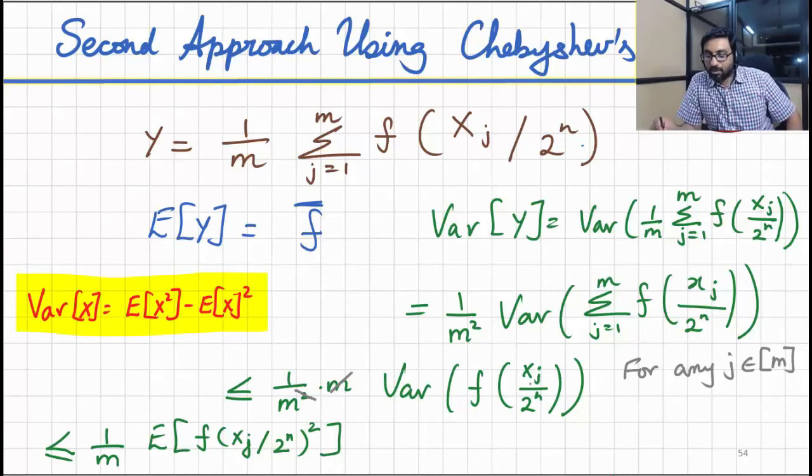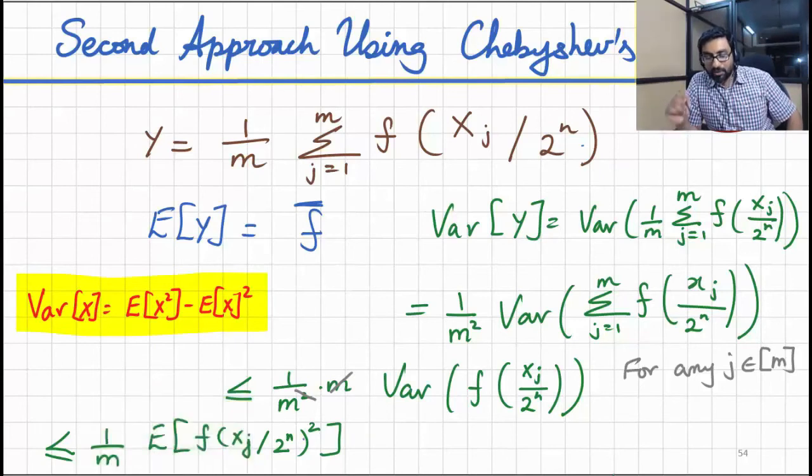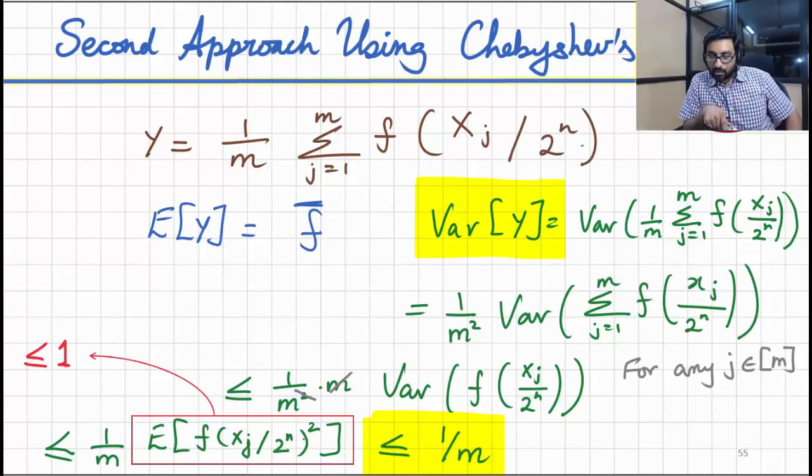So what we do is replace this variance term with the expectation of the square of the random variable. And by doing so, we will get an upper bound, which is what we care about. But it's clear that this expectation is going to be at most 1. Well, why is that?